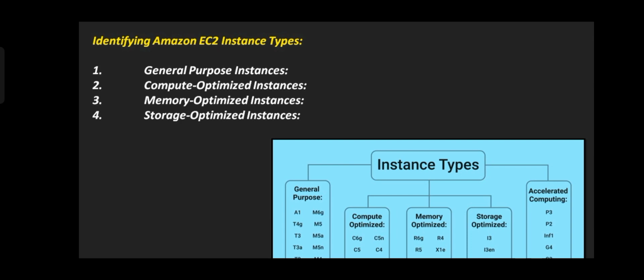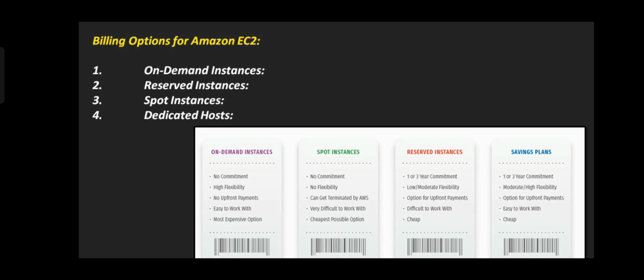So are there any billing options for Amazon EC2? We need to talk about the four important points. Understanding the billing options is very crucial for optimizing cost and resource allocation. Amazon EC2 offers various pricing models, starting with on-demand instances. It is pay-as-you-go pricing with no upfront cost, and it's very suitable for short-term and unpredictable workloads.